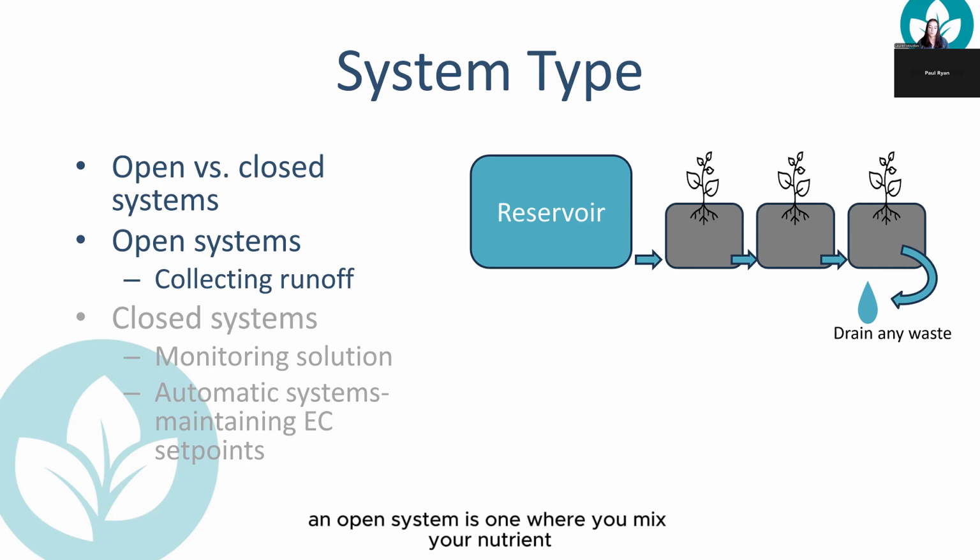An open system is one where you mix your nutrient solution in a reservoir and it goes out through irrigation and is applied to the plants. And then from there, anything that the plants don't take up is drained away. So that solution is only applied to the plants the one time.